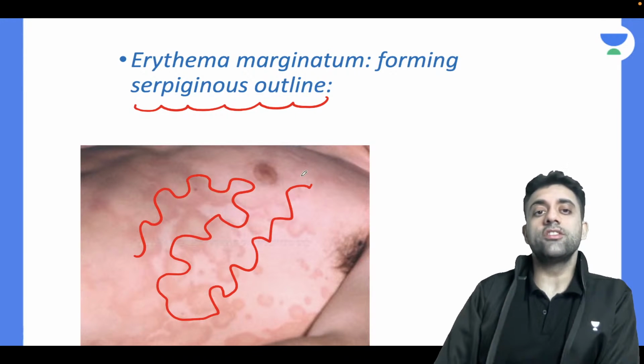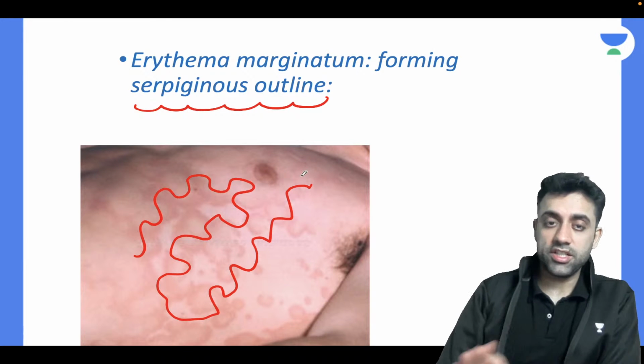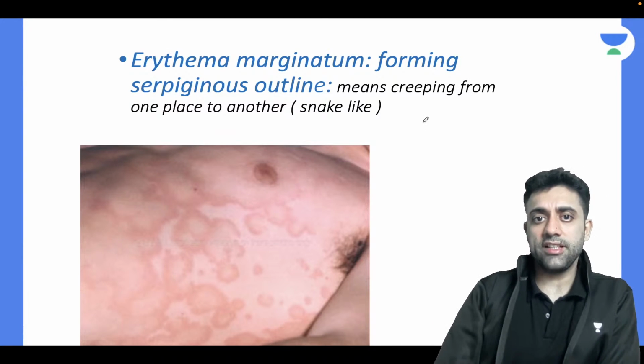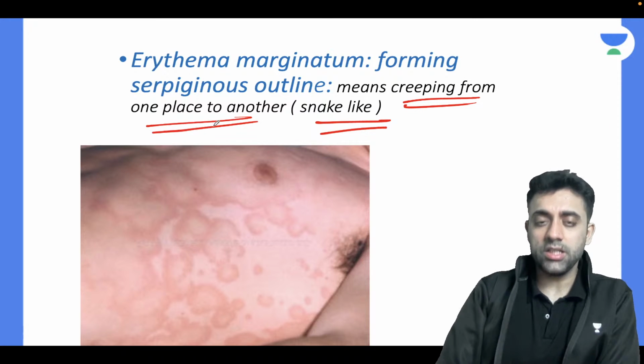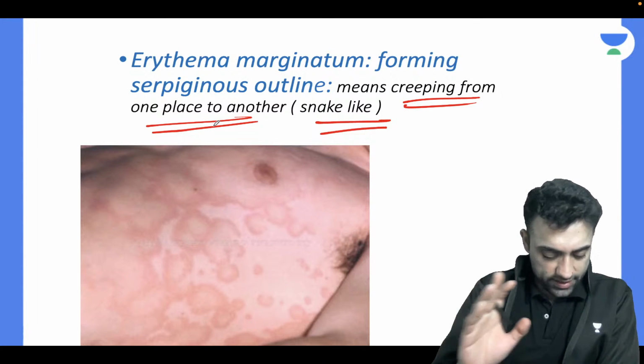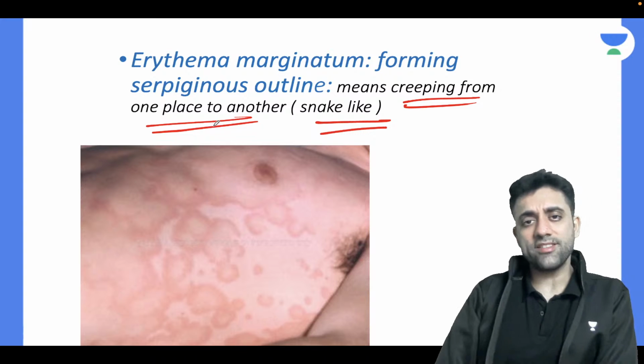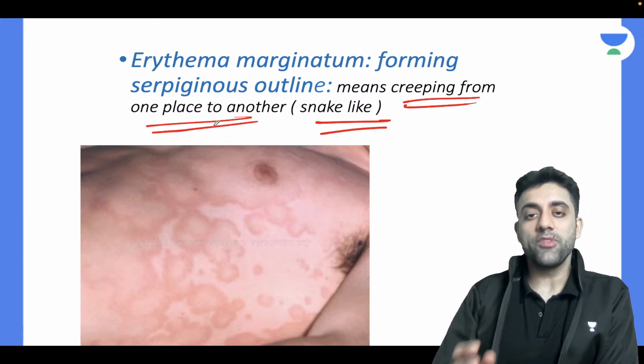So they form a serpiginous outline, and serpiginous means snake-like, like creeping from one place to another. That is known as snake-like. Okay, done. Very good.